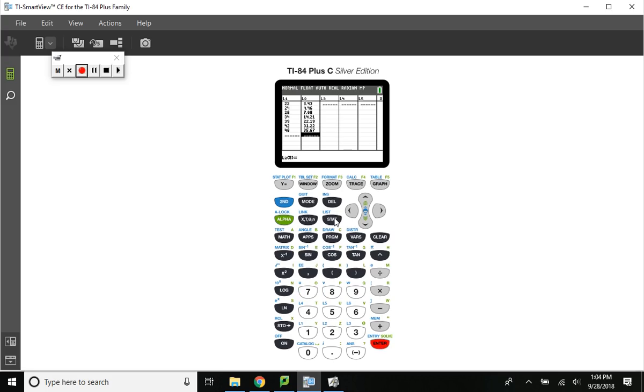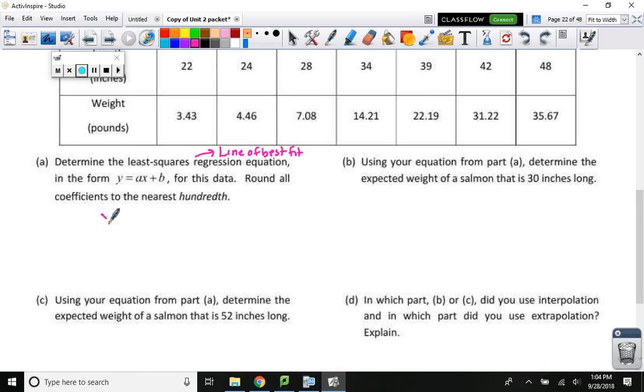So where'd we go? Went to Stat, Calc, number 4. This one, let's do is where I want it, no other things in there. Go down, Calculate, and my r's and everything are in there. They want me to round to the nearest hundredth, so 1.33 and negative 27.98. So y equals 1.33x minus 27.98. All right, that would be my linear equation, or line of best fit.